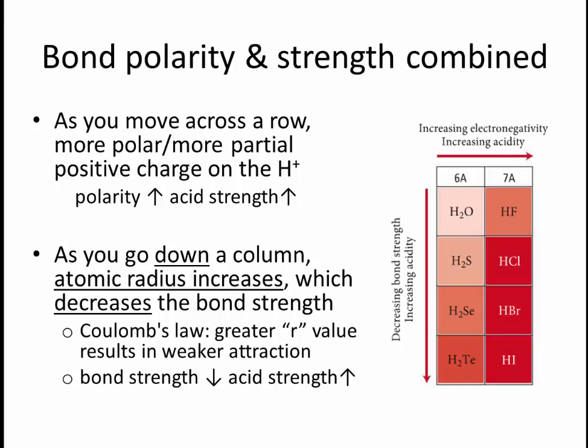Going down a column, the bond strength will decrease as the atomic radius increases. Remember, as the bond strength weakens, the acid strength will increase. So HI is a stronger acid than HBr or HCl.